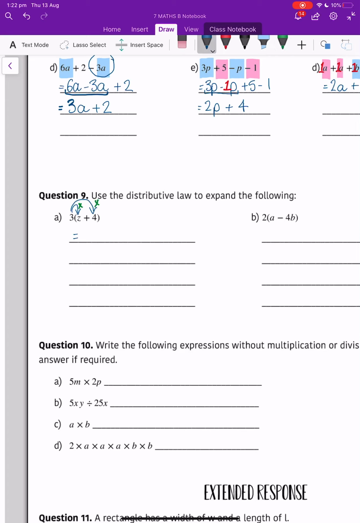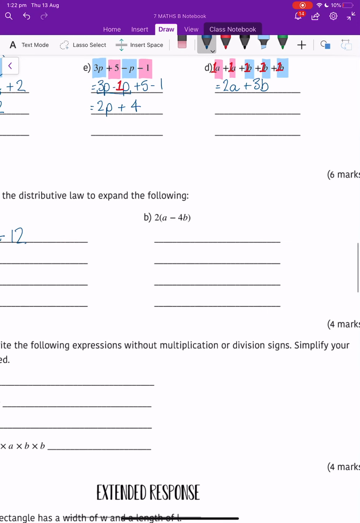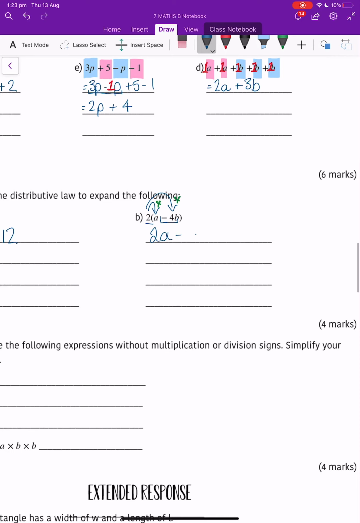So 3 times z gives you 3z. 3 times 4 is just 12. And that's all you have to do. Okay? The same thing with this question here. It's really good if you do the arrows first, just so that you know what you're doing. 2 times a gives you 2a. And then 2 times negative 4b gives you negative 8b.